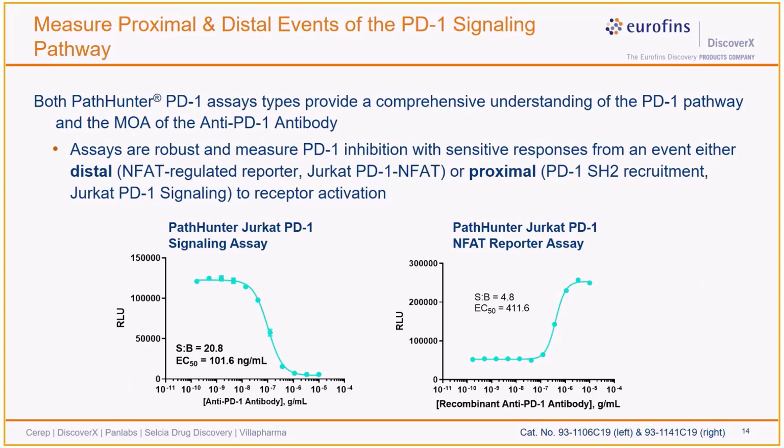So presented on this slide is the data from both PD-1 assays using a PD-1 antibody to block PD-1 signaling and its inhibition of T cell activation. Inhibition of PD-1 activity mediated by co-culture with PD-L1 ligand cells in the signaling assay, shown in the left graph, results in a loss of signal as PD-1 receptor activation is inhibited and SHP1 or SHP2 is no longer recruited to the receptor with the higher concentrations of antibody used to block.